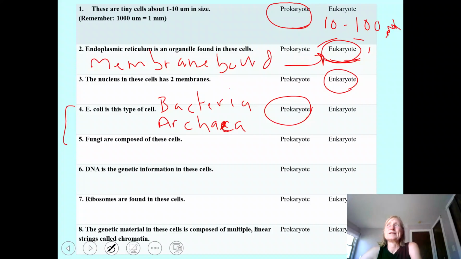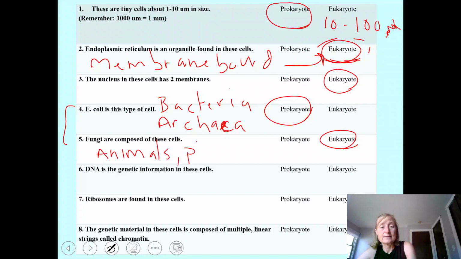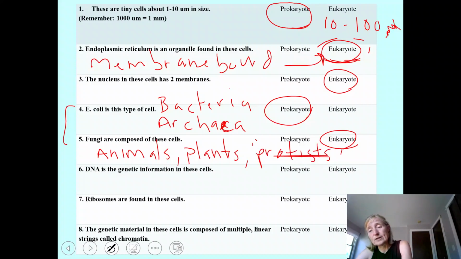Eukaryotes would include all the rest of the organisms out there. So fungi are eukaryotes. Fungi, animals, what else? Plants. These are all eukaryotes. And what we used to call protists, mostly single-celled organisms, things like algae and euglena and amoebas and things like that. Those were all eukaryotes. They are more complex. They have the membrane-bound nucleus and membrane-bound organelles.